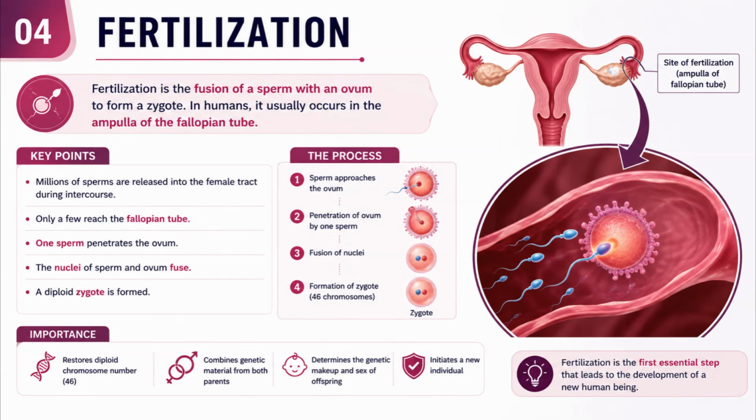Following sperm entry, the nuclei of the sperm and ovum move toward each other and fuse. This fusion restores the diploid chromosome number of 46 chromosomes, with 23 chromosomes contributed by each parent.